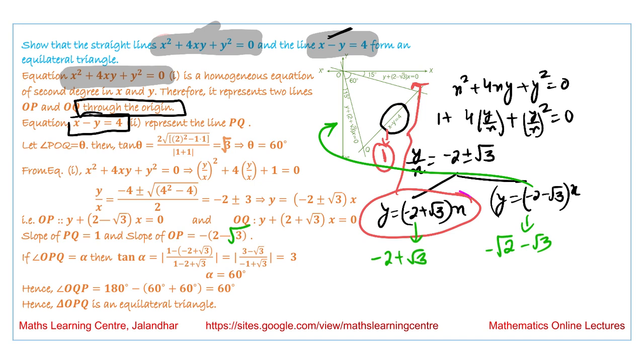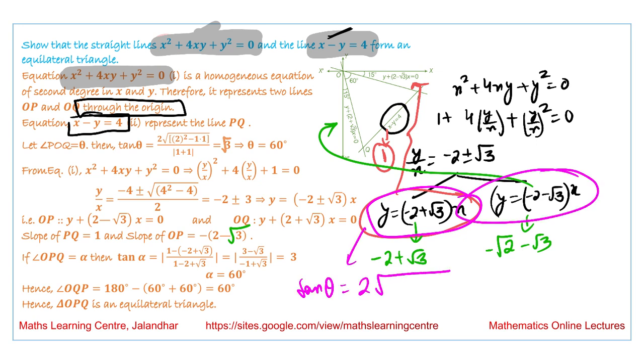If we calculate the angle between these two lines, we know the formula is tan theta equal to 2 times square root of h square minus ab divided by a plus b. The answer we are getting is equal to square root 3. The value we are getting is square root 3. So this gives us that the value of theta is 60 degrees.